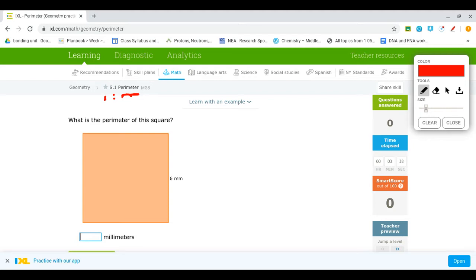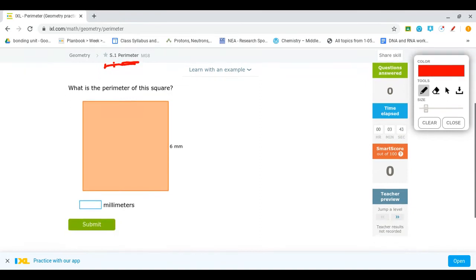Another thing that you have to notice is your SMART score. The SMART score over here is out of 100. For this particular assignment, perimeter, I want the SMART score to be a 90 or better. When I post the assignment, I'll make sure that I put that in the notes. Your SMART score has to be a 90 or better.